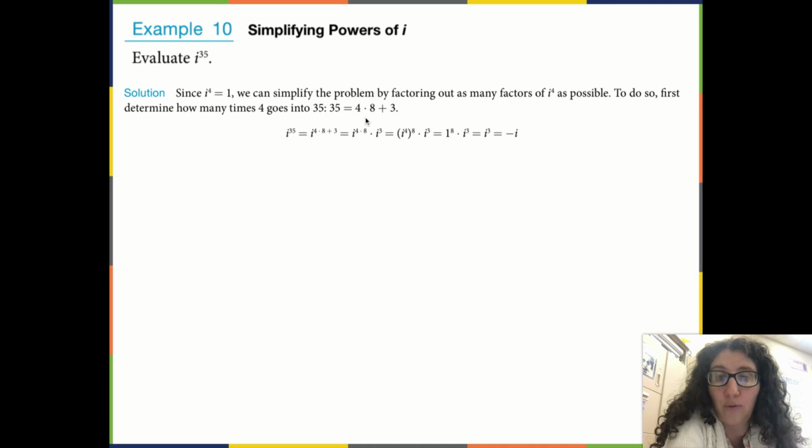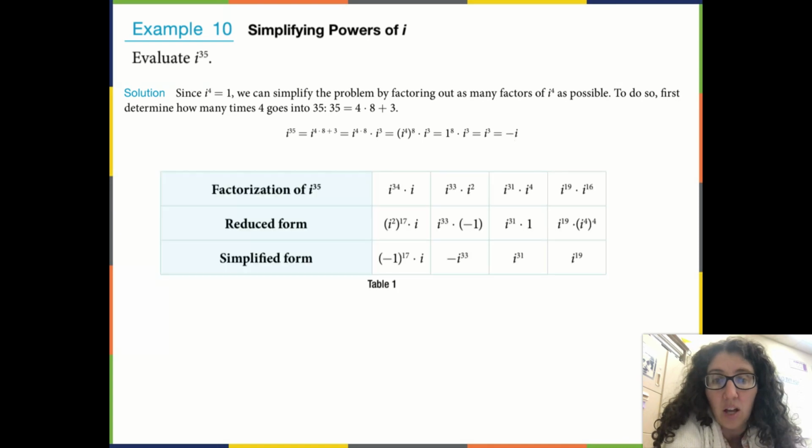So all of these fourth powers, we could think of it like this: i to the fourth times 8. These are all just 1, right? i to the fourth is just 1. So we're just left with i cubed, which is negative i, right? So the easiest way to do these is to think, okay, what's the most times that 4 goes into this number? 32, so 8, so that's 32. So get rid of those. I'm just left with 3 left. i cubed is negative i. Does that make sense? This is just a table.